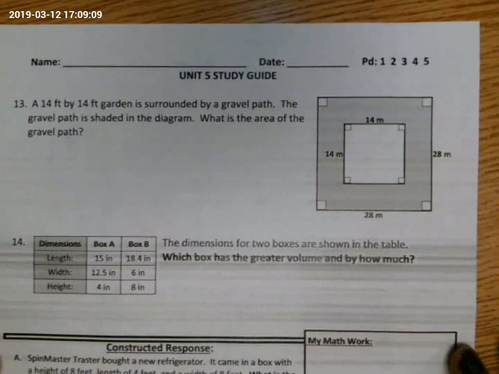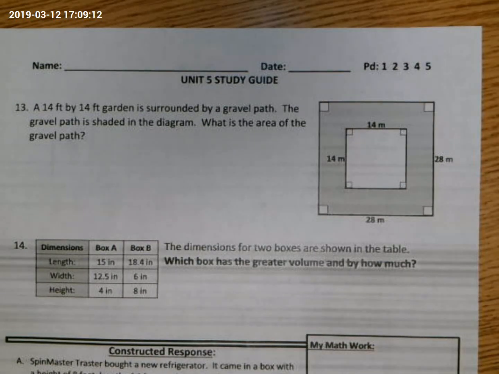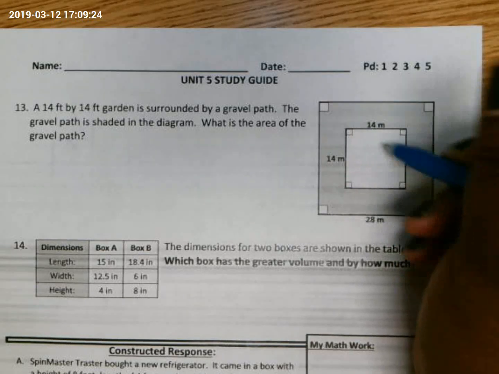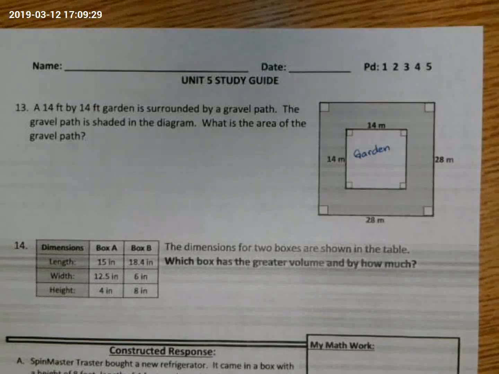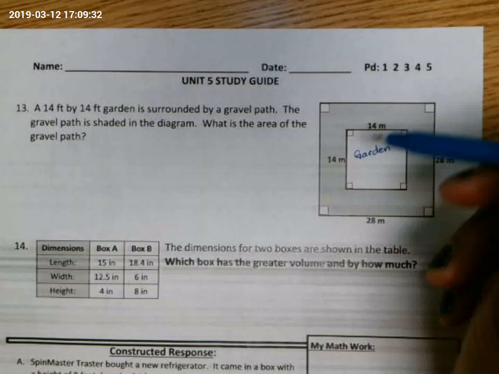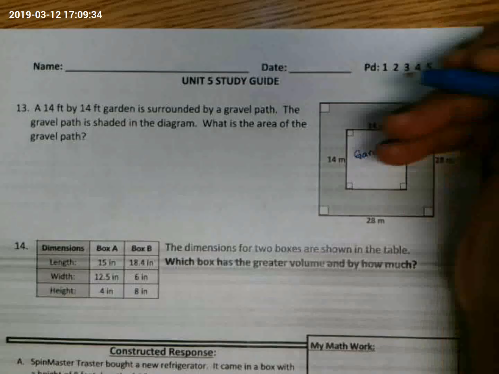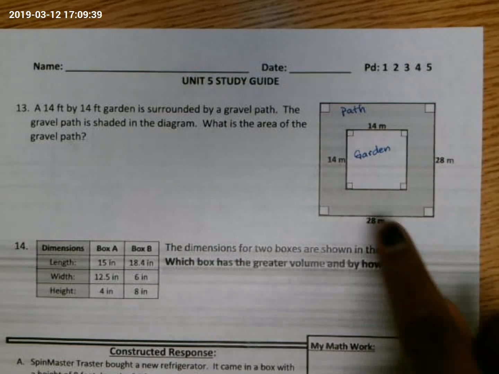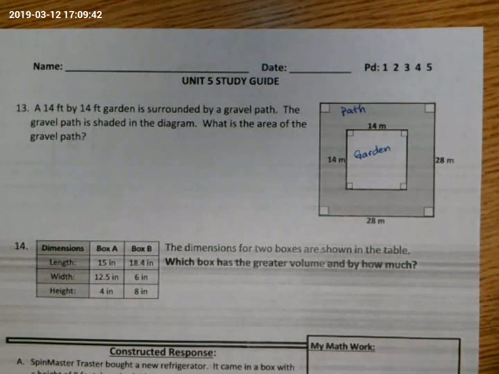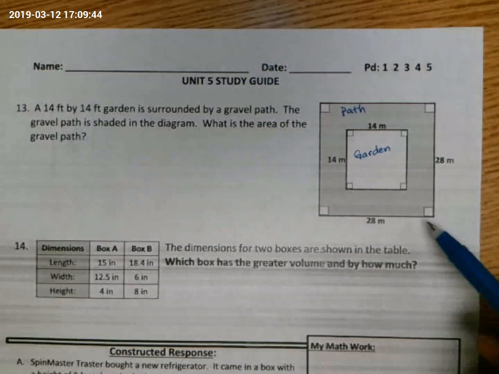All right, so number 13. This one, it kind of threw you guys for a loop. So this is going to be fun to try to really get to the bottom of it. It says a 14-foot by 14-foot garden is surrounded by a gravel path. So we see the 14-foot by 14-foot. That's the garden. Sometimes it helps to label these things. So we have the garden, and then it says it's surrounded by the gravel path. So I'm just going to write path. The gravel path is shaded in the diagram. What is the area of just this gravel path?